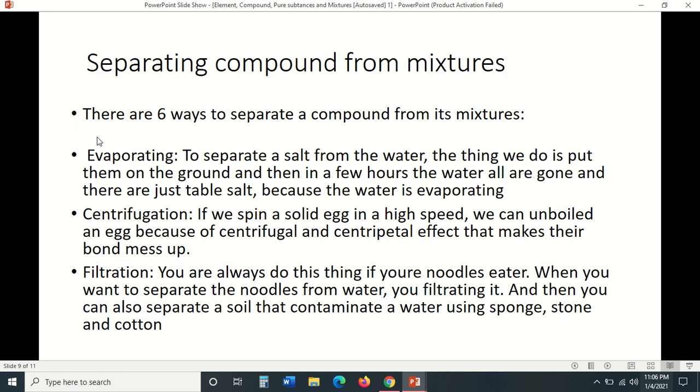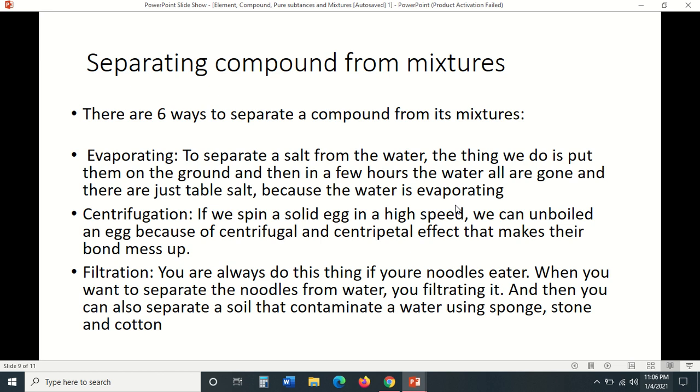So there are ways called evaporating. To separate salt from the water, the thing we do is put them on the ground, and then in a few hours the water is all gone, and there is just table salt, because the water is evaporating.